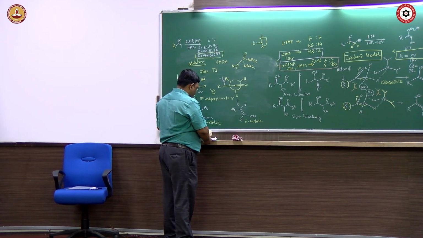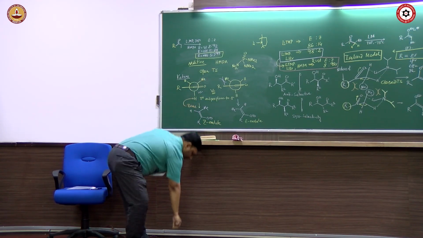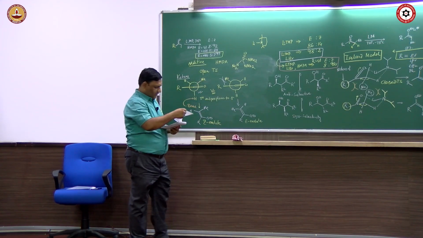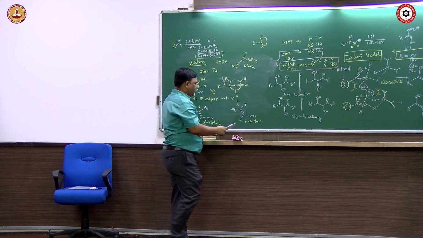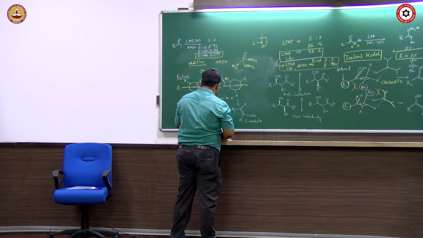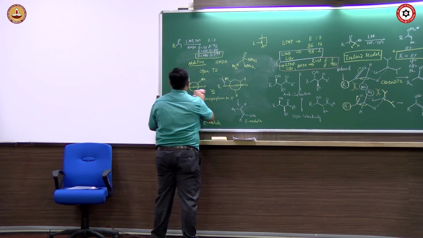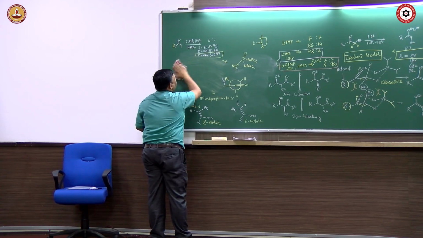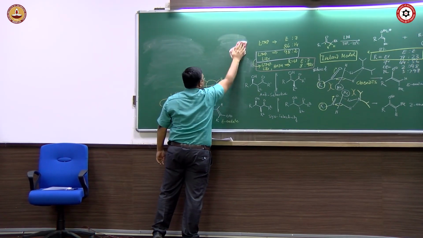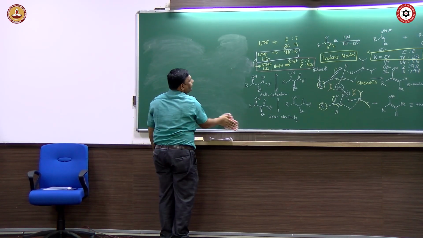Anyway, so now we have somehow got an idea of how the first step is happening. Now we will look at the two more enolates and how we can make them. So this is the lithium enolate. Similarly, we can make two more enolates.